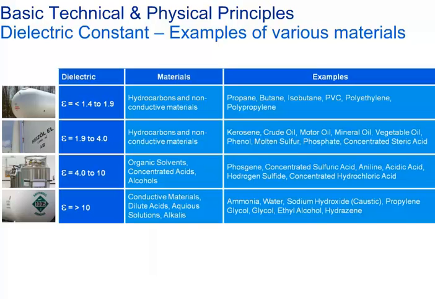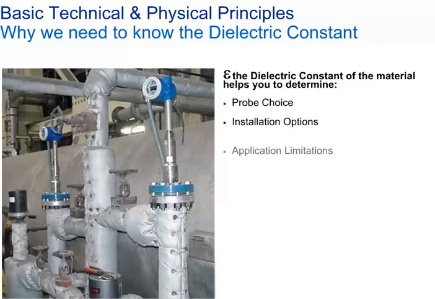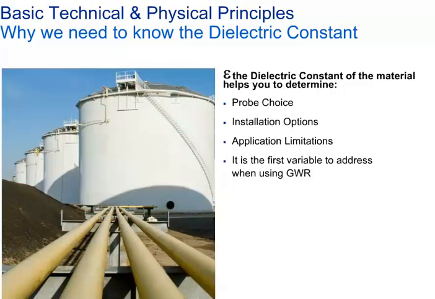Dielectric values can be grouped into categories as illustrated here. Additionally, dielectrics can be grouped as high dielectric and low dielectric. Most materials with water content are considered high dielectric, while materials which are plastics, polymers, or hydrocarbons are considered low dielectric. The dielectric constant of the material helps you to determine the choice of the probe, the installation options, application limitations, and it is the first variable to address when using guided wave radar.